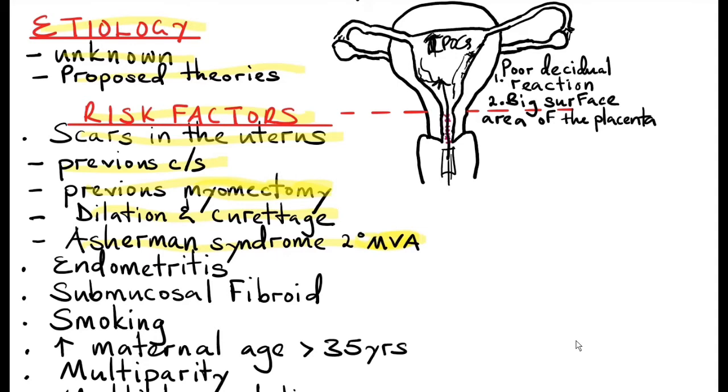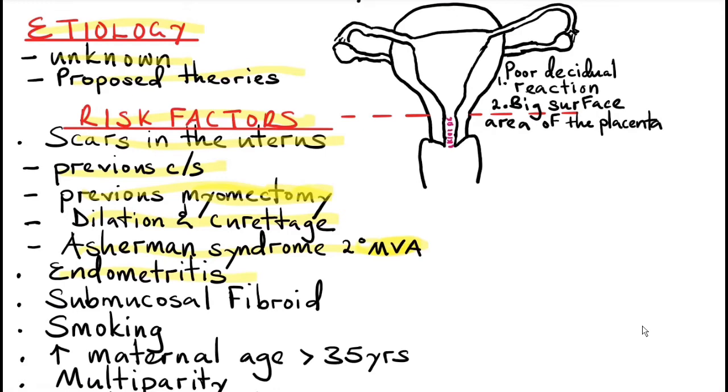Now, like I've said, the scarring in the uterus results in poor decidual reaction, meaning the placenta might not implant well where there's a previous scar. So it will look for another area where there's no scar, let's say, for instance, in the lower uterine segment, and implant there. That is what we mean by placenta previa. Why scars cause placenta previa.